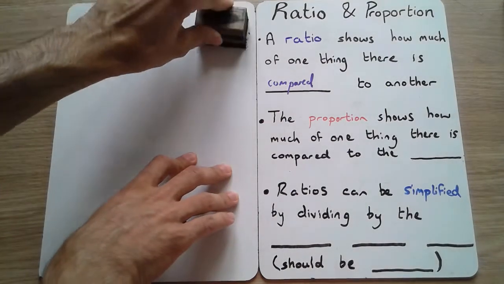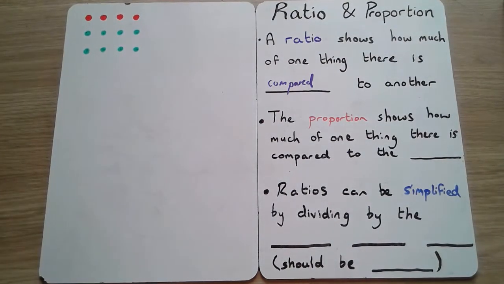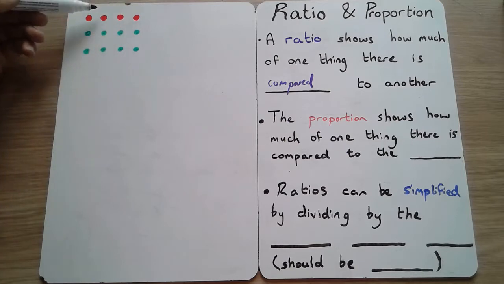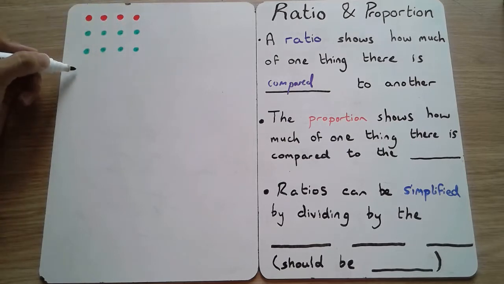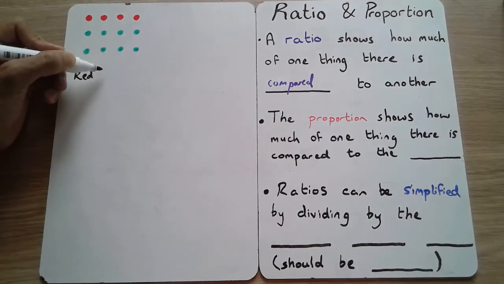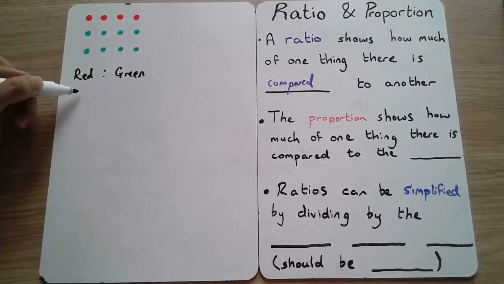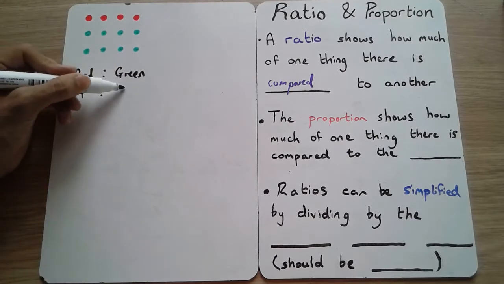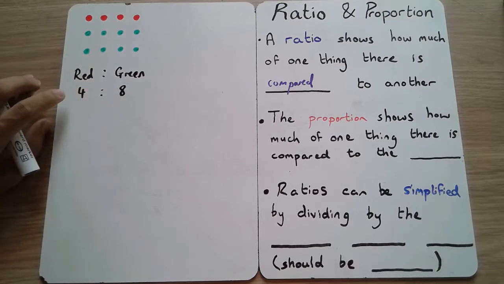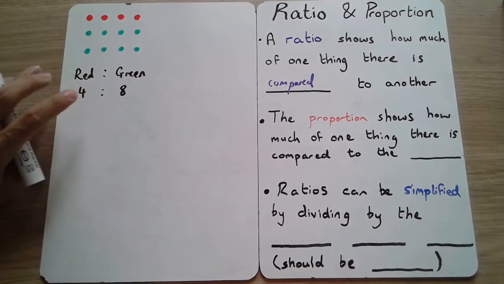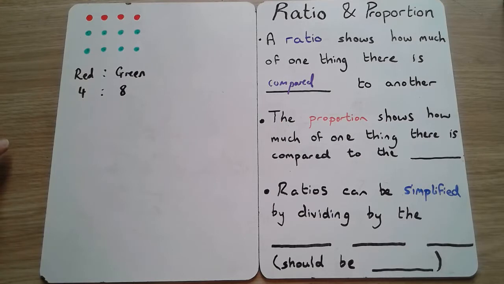On the left-hand side, I have some red counters and some green counters, and there's a relationship between these. We are saying that for every 4 red counters we must have 8 green counters. Now a ratio is always written with a colon, and we can have this as 4:8. And what this means is for every 4 red counters, there are 8 green counters. Now some of you may already know that we can simplify this, and we will come to this momentarily.